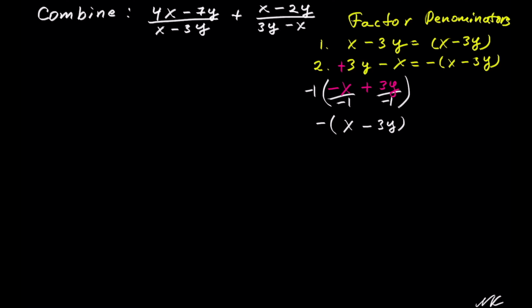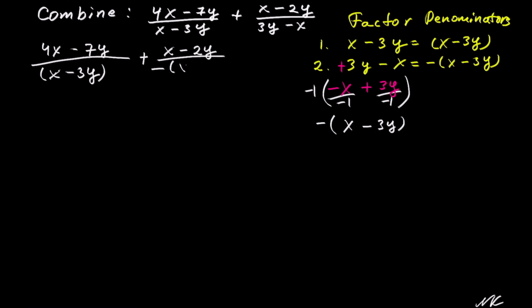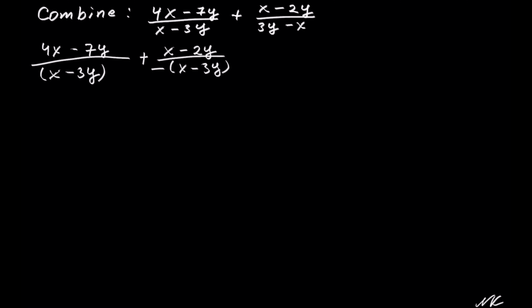Let's rewrite our fractions with the factored denominators. First fraction will remain the same. We have (4x minus 7y) out of (x minus 3y). The first denominator did not change. Plus, in the second fraction, we have (x minus 2y) in numerator out of, the denominator becomes negative of (x minus 3y). So let's reduce the signs in the second fraction.